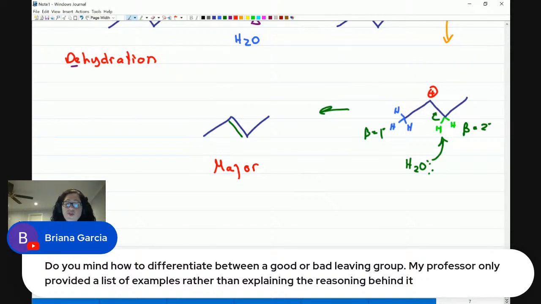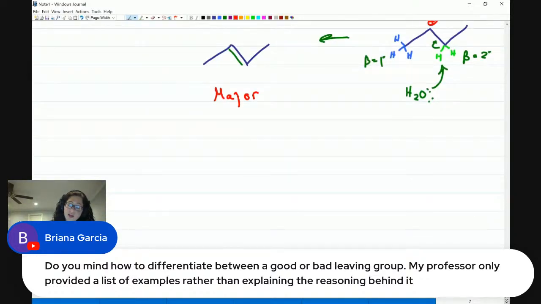Brianna, if you don't understand the reasoning, how are you supposed to know it? Because if you memorize, it's just a whole lot of things to memorize, and that is very, very not helpful. So let's take a look at what makes a good leaving group, because without a good leaving group, we cannot kick it out.